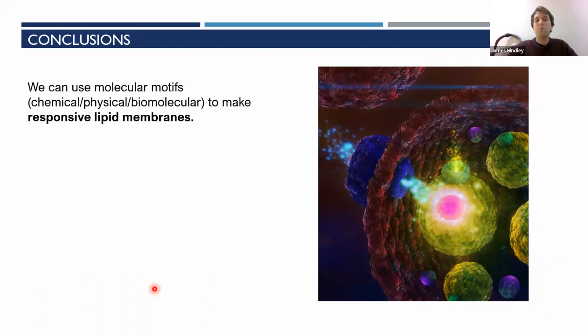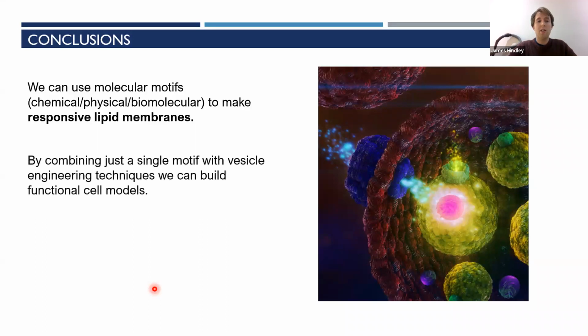And I'd just like to stress a few final points. The first is that we can use elements of functional chemistry or an understanding of biophysics, or just the wealth of biomolecules that we can take from different organisms, and we can make responsive lipid membranes just by using one or two of these. So a lipid membrane doesn't just have to be a chassis, it can be an active part in a cell, just as in biology. Secondly, when we start to integrate these motifs with vesicle engineering techniques and building different architectures, we can start to build cell models that have functions that go far beyond the number of molecules that are active.